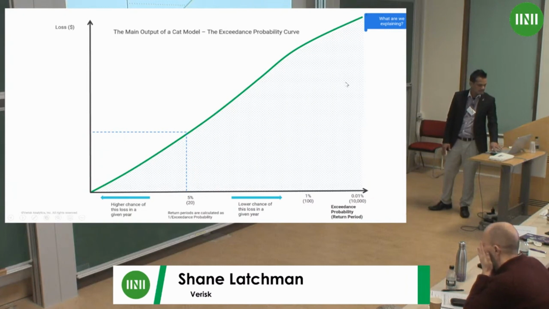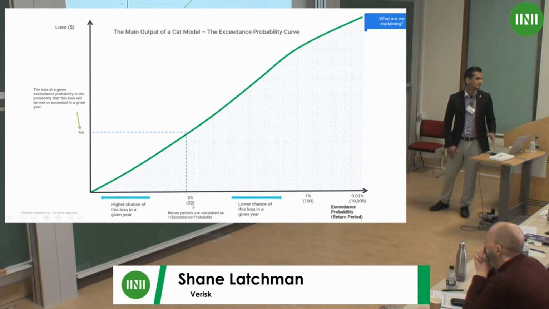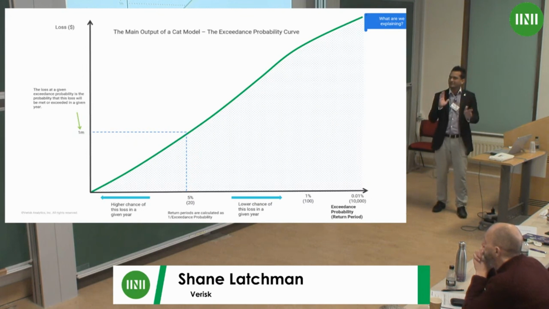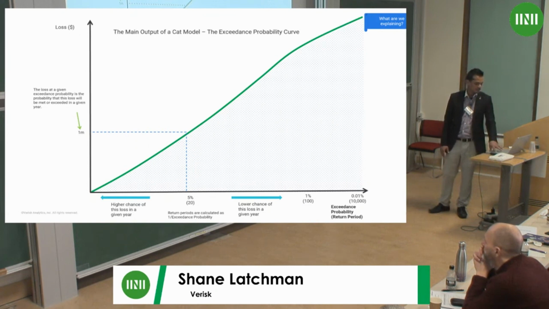And then if you look at a single point, like that 5% point, really what it's saying is that the probability that you get a loss of 1 million or greater in a given year is about 5%. And you'll see that there, below the 5%, I put 20, and 20 is the return period. I'll get to that in a second, but you'll see that I've referenced both the exceedance probability and the corresponding return period.